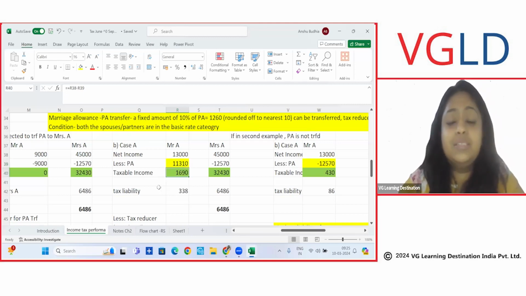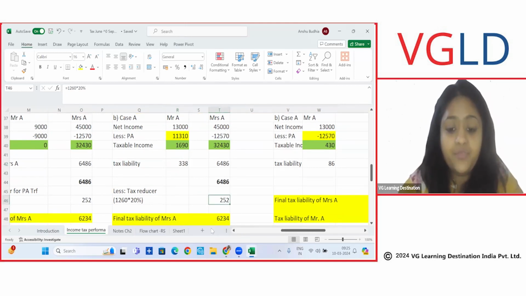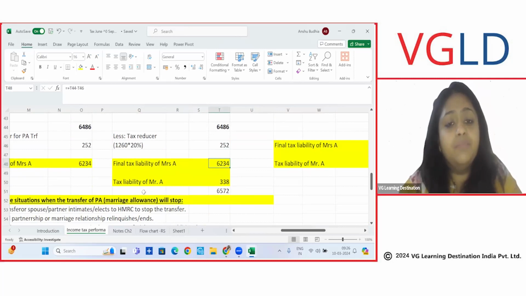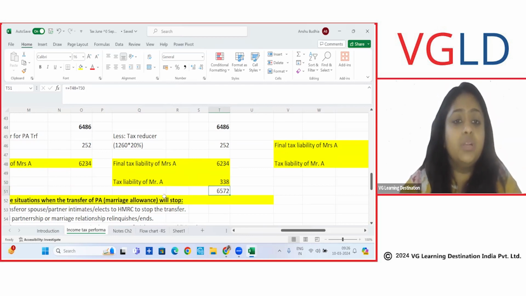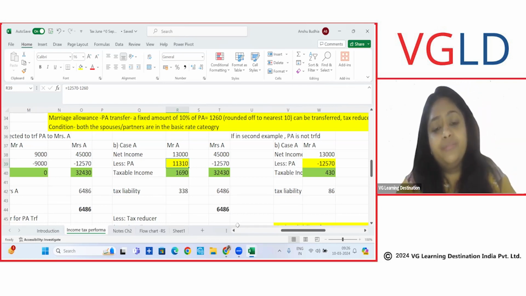Now, if you find here his taxable income is 1690, he can't help it, he will have to pay taxes on it. But for Mrs. A, the tax liability will reduce by 252. And final liability of Mrs. A will again become 6234. The tax liability of Mr. A in this case will become 338, and this will be the total tax liability. Are you clear how I applied 1260 reduction of PA here and how I have given tax reducer? Is this clear now, everyone?